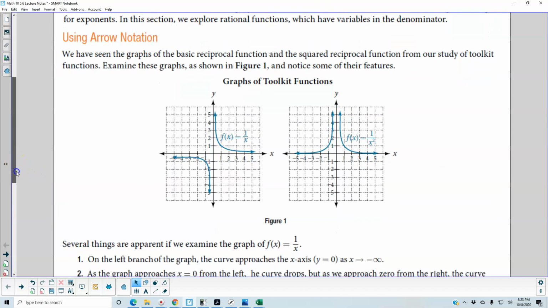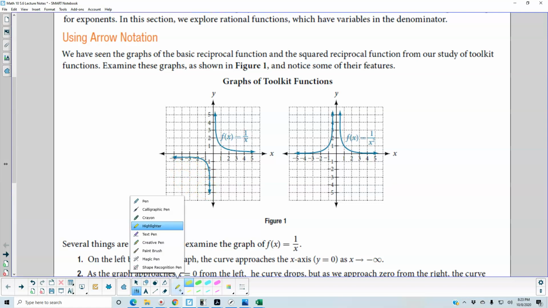There are several things that are apparent if we examine the graph on the left, the reciprocal function 1/x. If we look at the left branch of the curve, as the curve starts to approach the x-axis, x is approaching negative infinity.